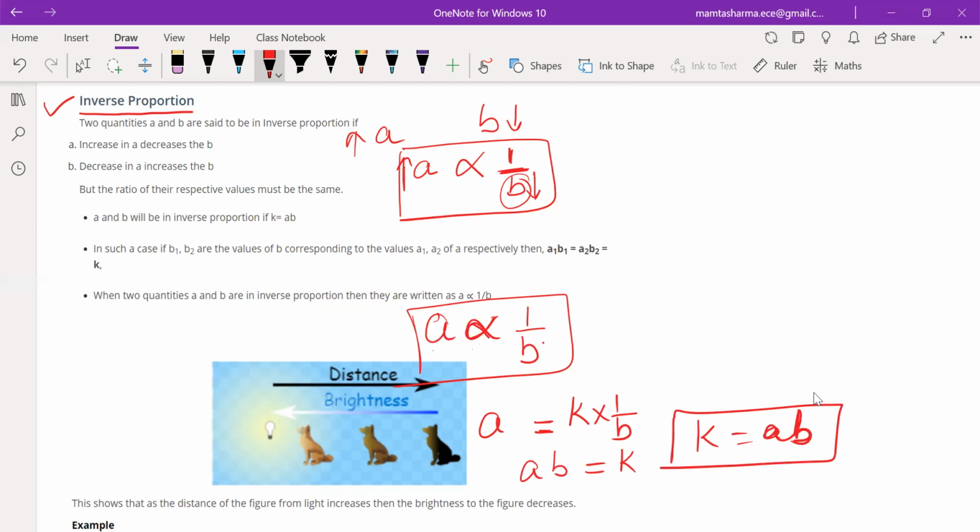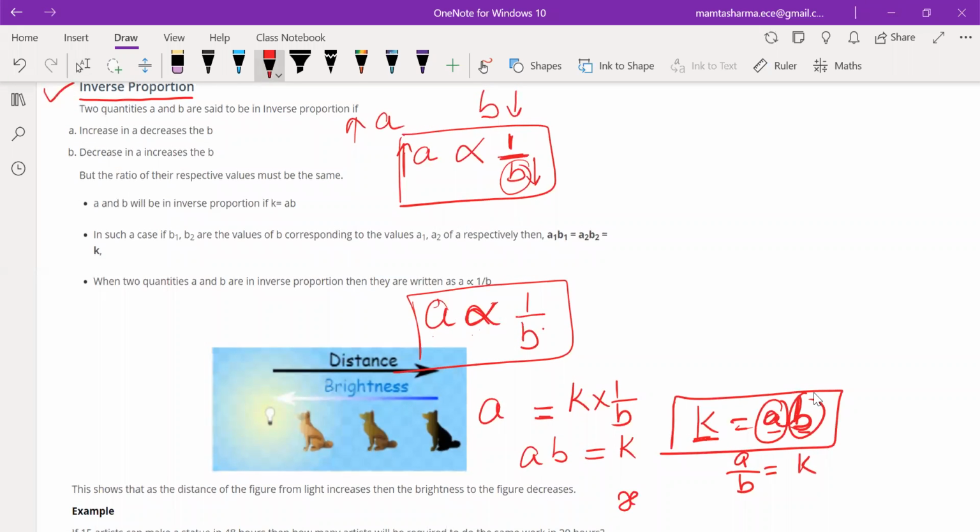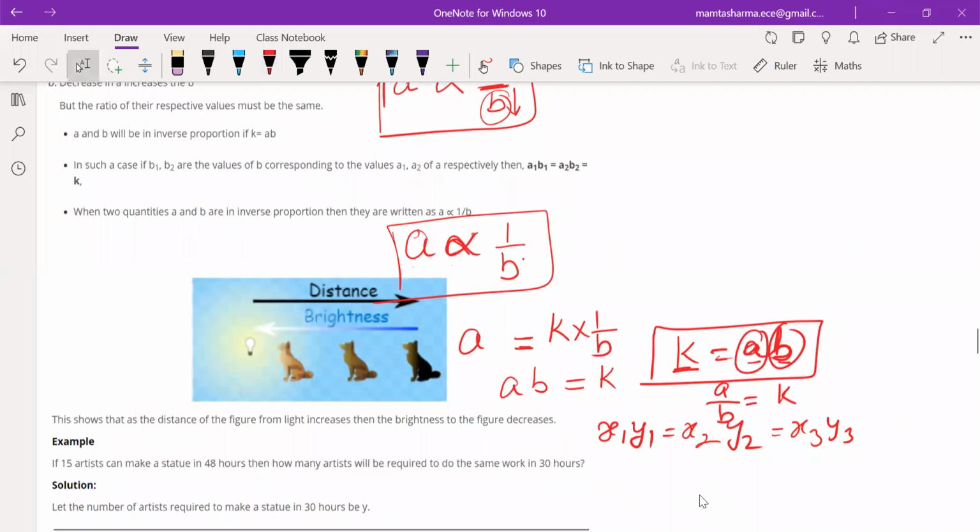It means the multiplication of both the quantities will remain constant. Here in the inverse proportion, the multiplication of both the quantities will remain constant. In the direct proportion, the division was constant. So instead of x1 by y1, here you have to do x1 multiplied by y1. That will be equal to x2 multiplied by y2, equal to x3 multiplied by y3. This is the definition of inverse proportion.